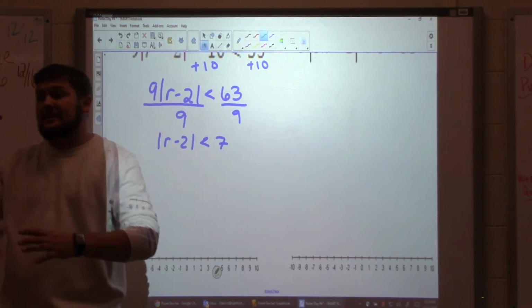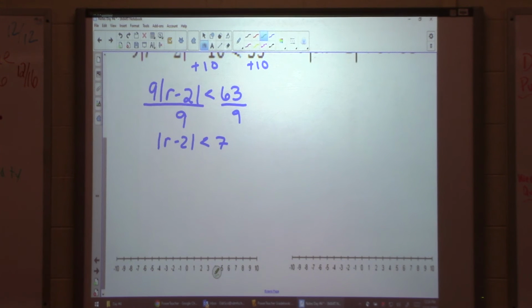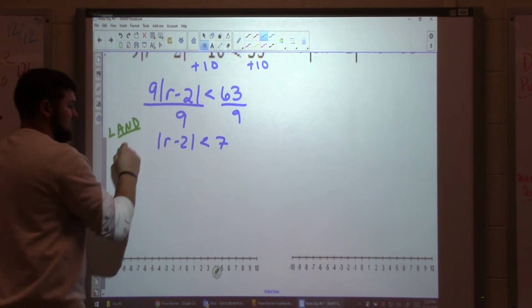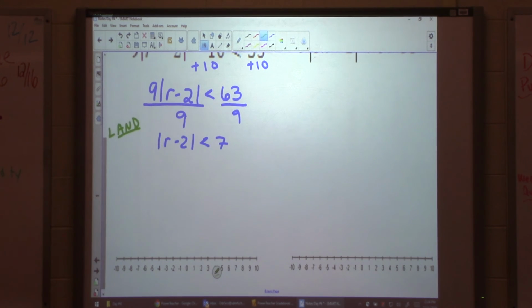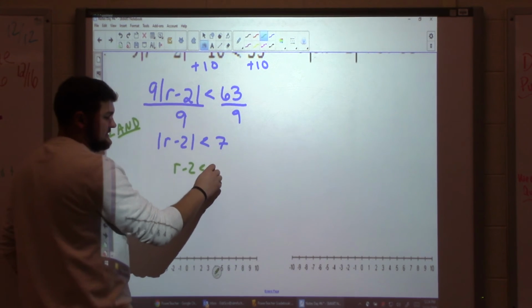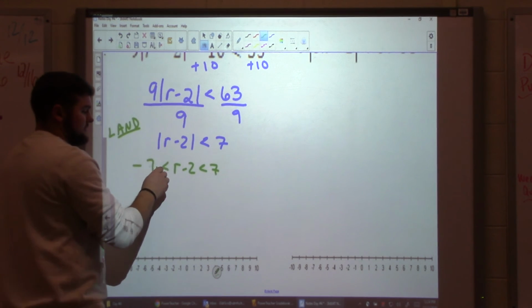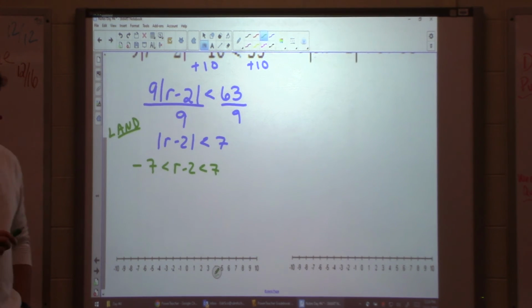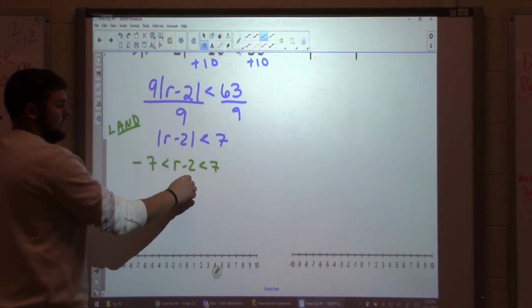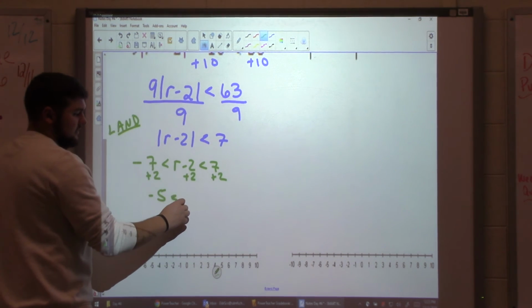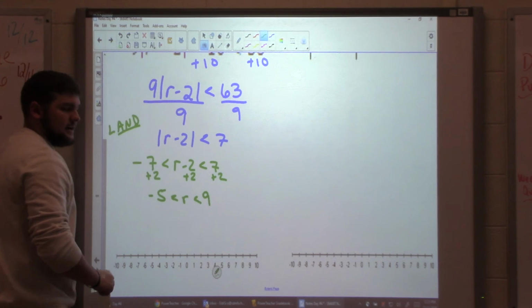Alright, my absolute value is all by itself. Is this a less than or a greater than problem? Less than, so it's going to turn into an and statement. To do that, I keep r minus 2 is less than 7. Take the symbol, and I take the opposite of 7 and put it on the left, which would be negative 7. It's going to be anywhere between negative 7 and 7, and it's going to fit my answer, because I take the absolute value of it. So then I write plus 2. To solve for r, I get negative 5 less than r, less than 9.